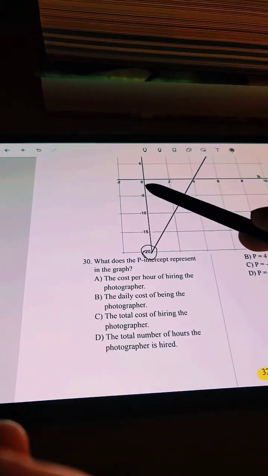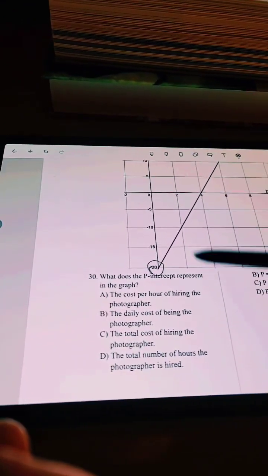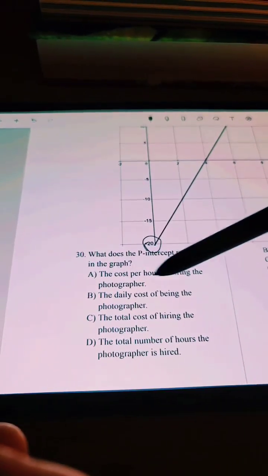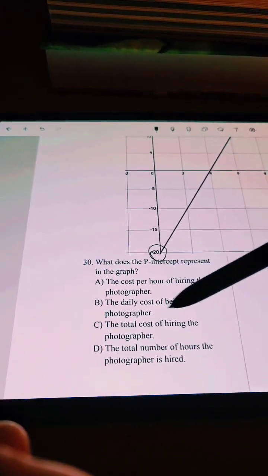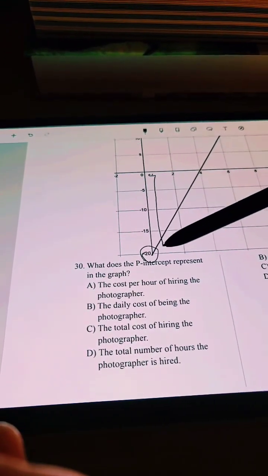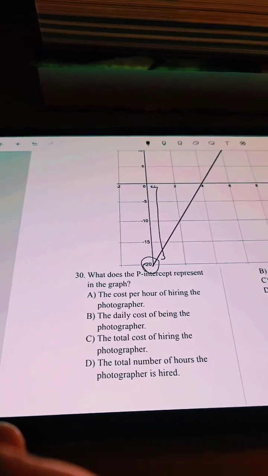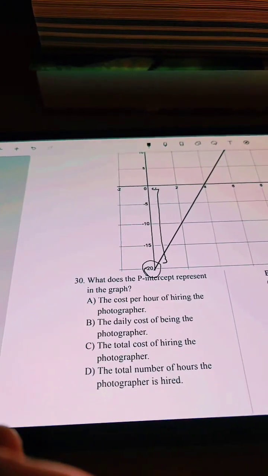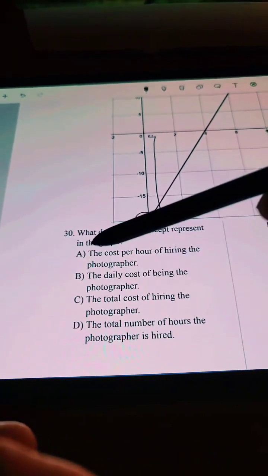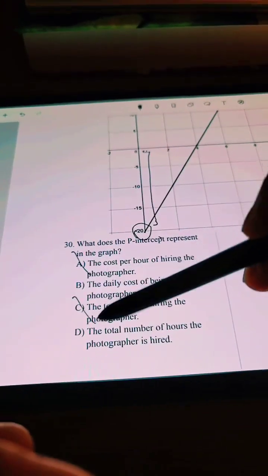So that's corresponding with 0 hours being worked, and she's already in the negative 20 portion, so we have to think about that when we're interpreting the answer choices. So the cost per hour of hiring the photographer, that makes no sense. The daily cost of being the photographer, that could make sense because if you think about it, there are expenses, like the cost that you put into the business. Maybe she's renting her camera or something, and it costs you money before you start making money. So that matches up with this context of being in the negatives already. And then, so let's cross out A. The total cost of hiring the photographer, that has nothing to do with this, so no.